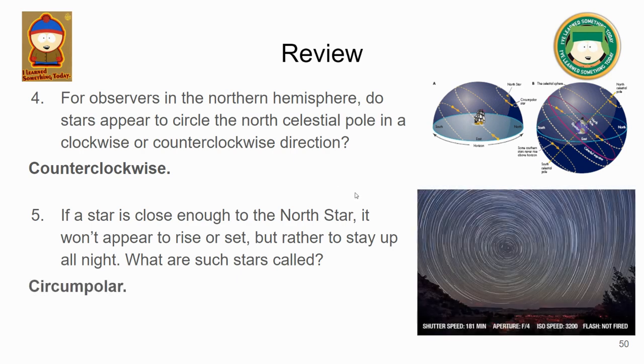We call them circumpolar. So here's Polaris right in the middle. It moves a tiny bit, but basically doesn't seem to move through the night sky. It basically just sits still. All the other stars that we can see from the north rotate around Polaris.